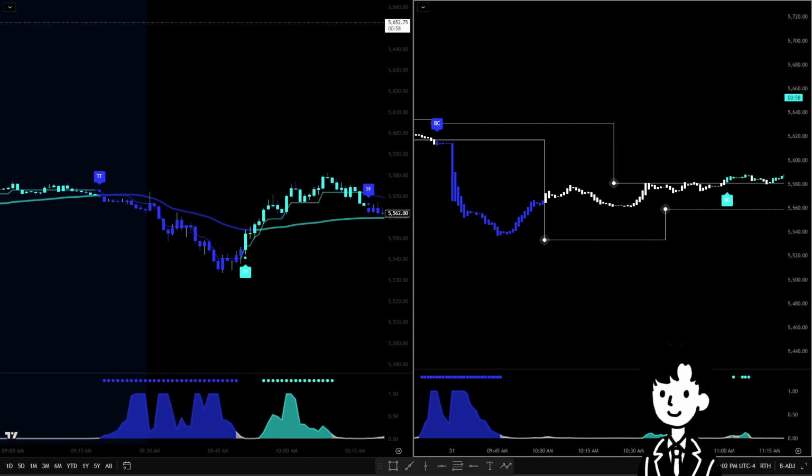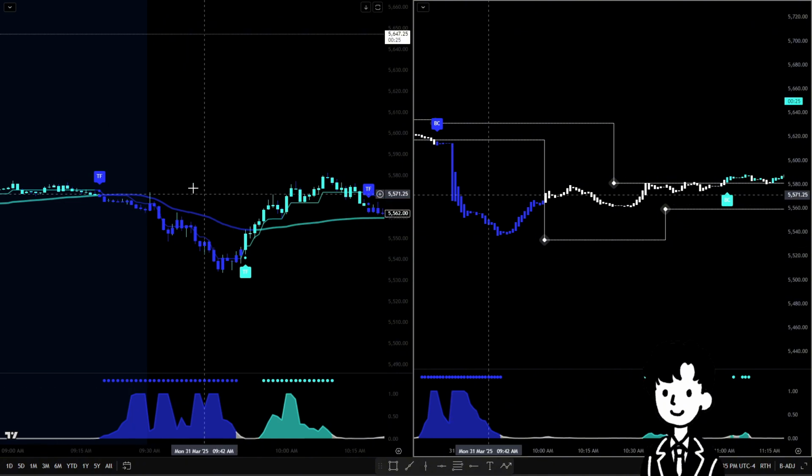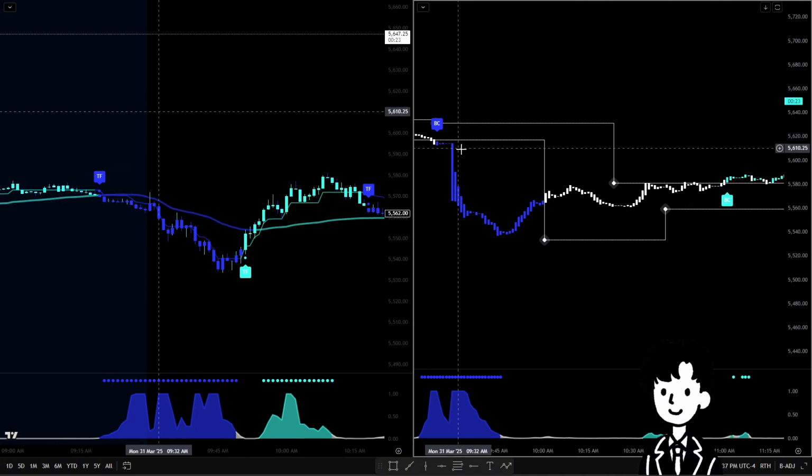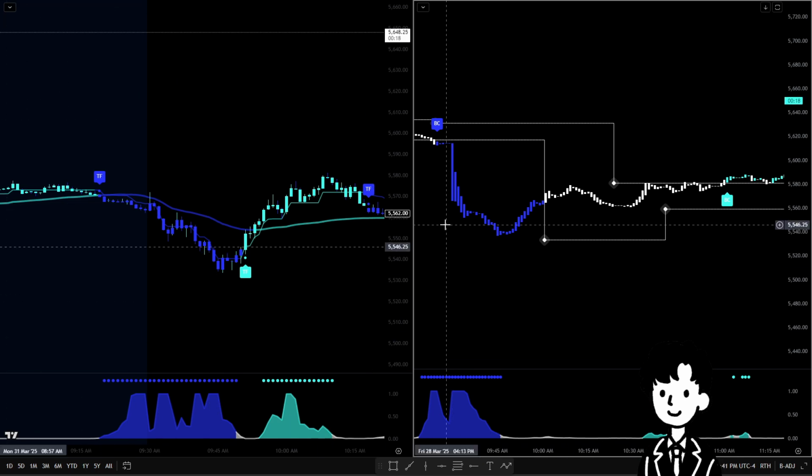Hey guys, I'm going to showcase the Ignite indicator. This indicator is super helpful to determine when price is compressing and when price is trending. So as you can see here, I'm using trend flow and breakout cycle. This is the ES futures, which can also be applied for the SPY and the SPX.